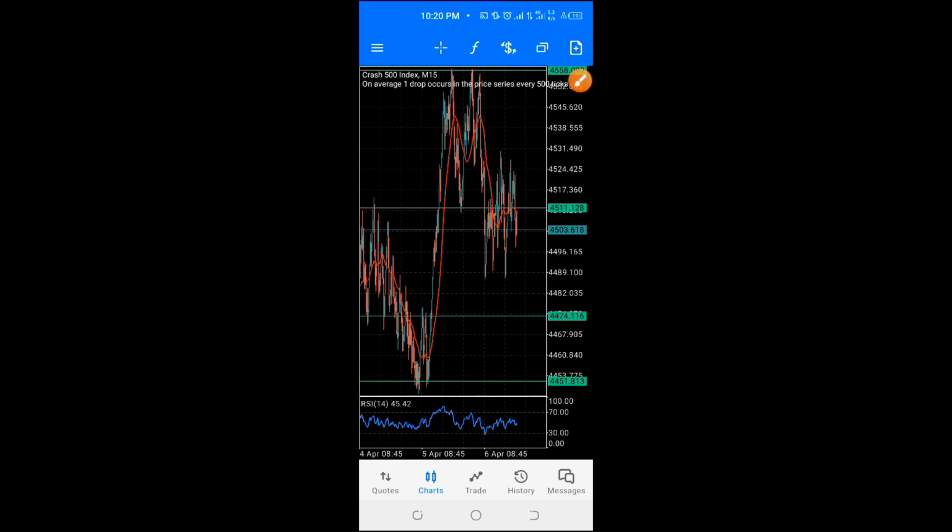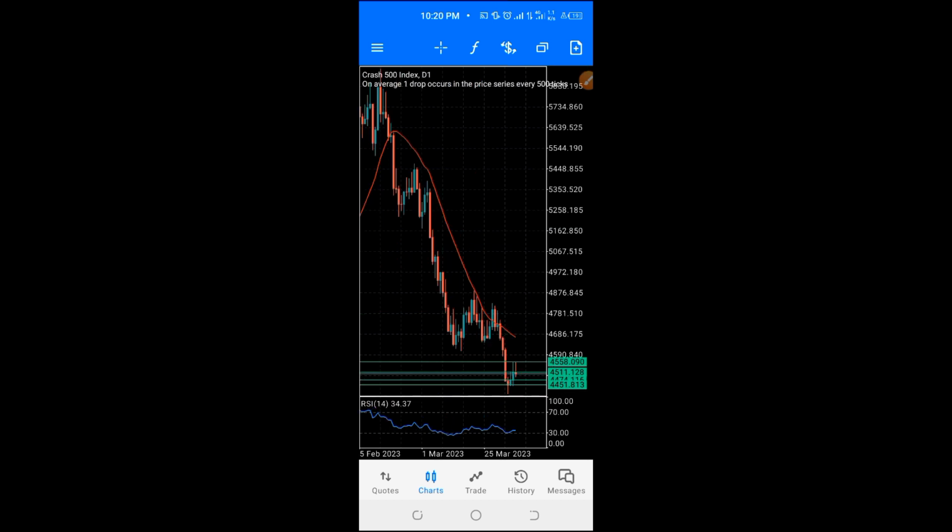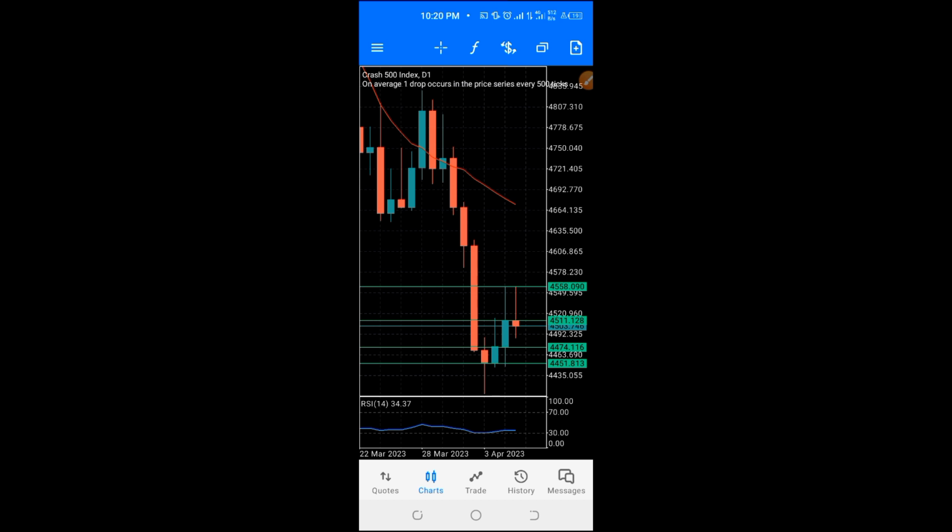So guys, now let me show you how this strategy works. You go to your daily candle time frame, and you spot the previous day candle. This is the previous day candle, this one here. I've already set it because I used it today. This is what you do.